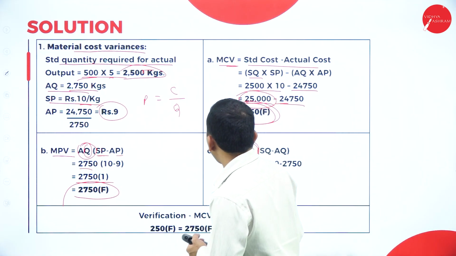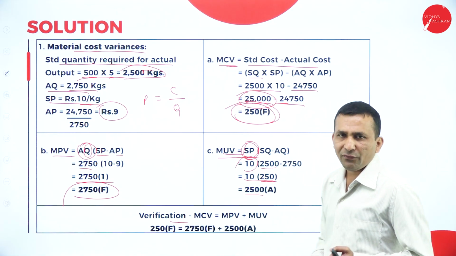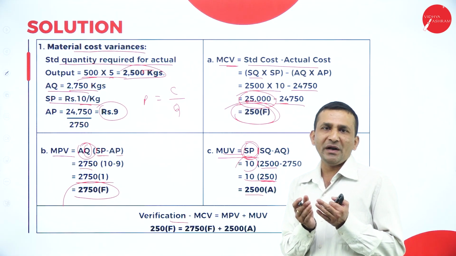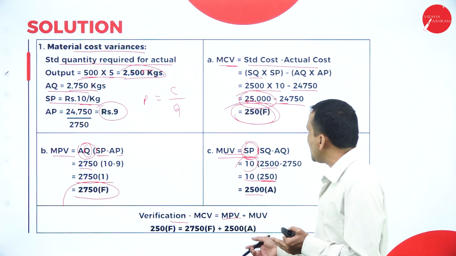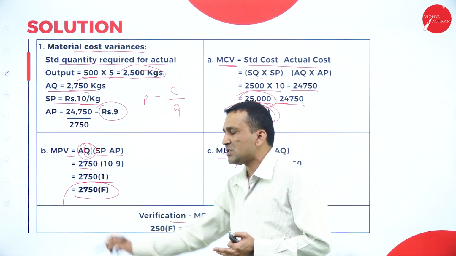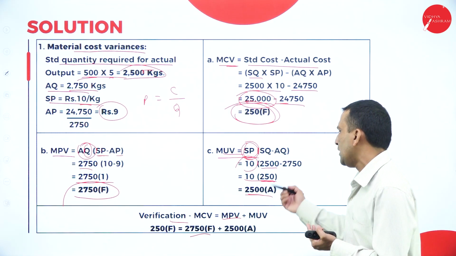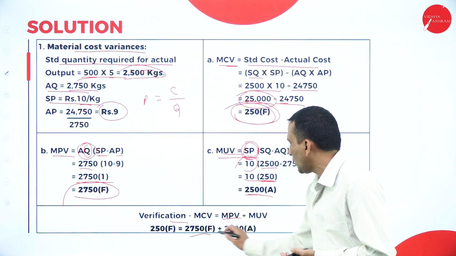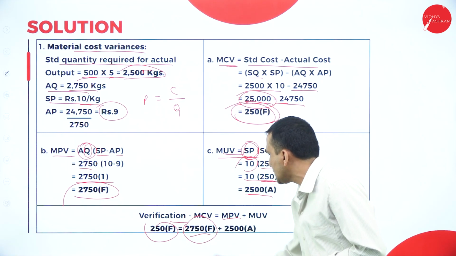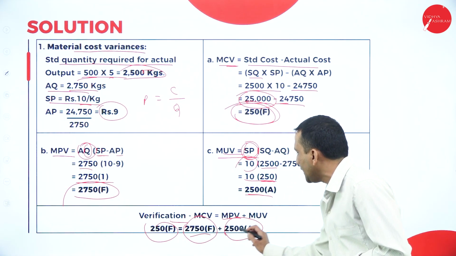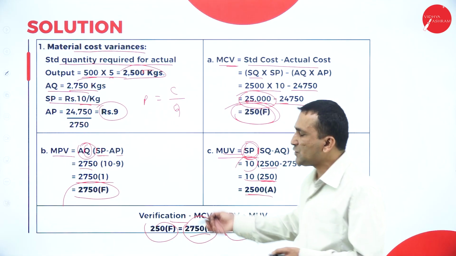Okay. So moving to the verification. We know the formula: material cost variance is equal to material price variance plus material usage variance. Material price variance we got 2750 and material usage variance 2500. So obviously if you adjust the positive value, we see the positive sign is more compared to the negative sign A, so the difference is always positive, because the positive value is more.